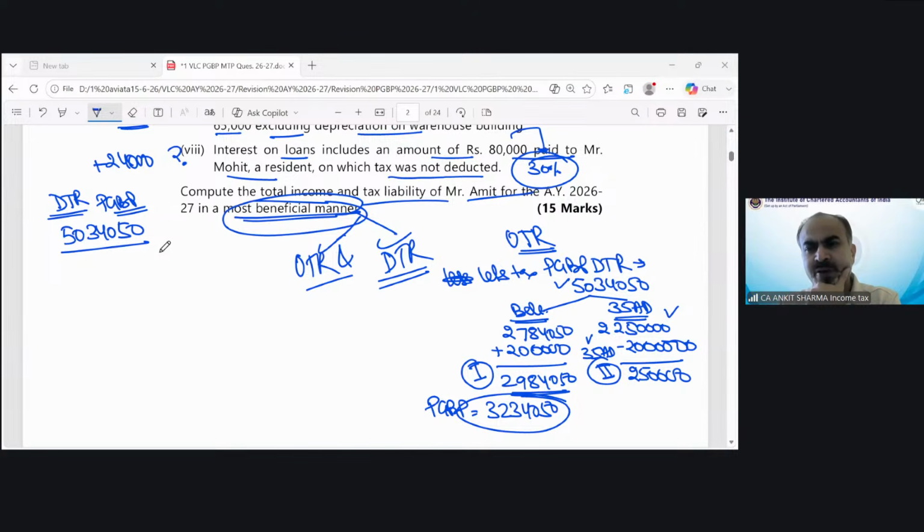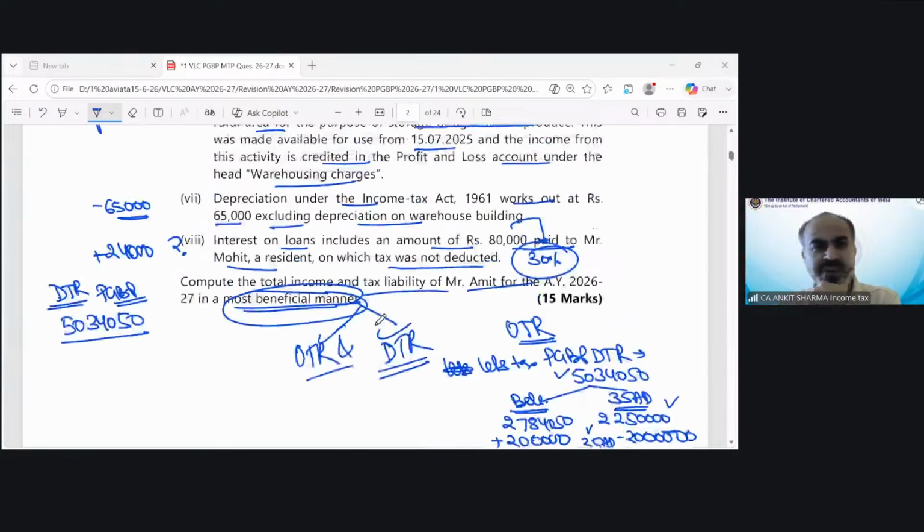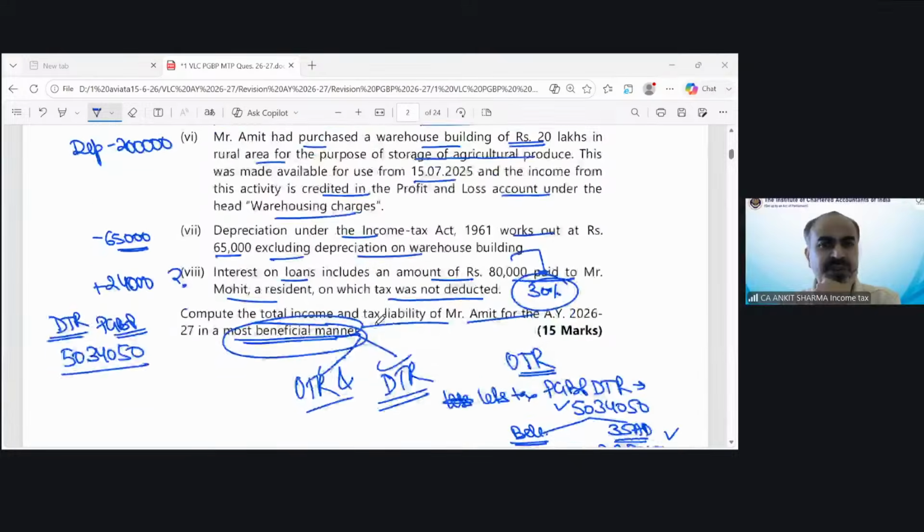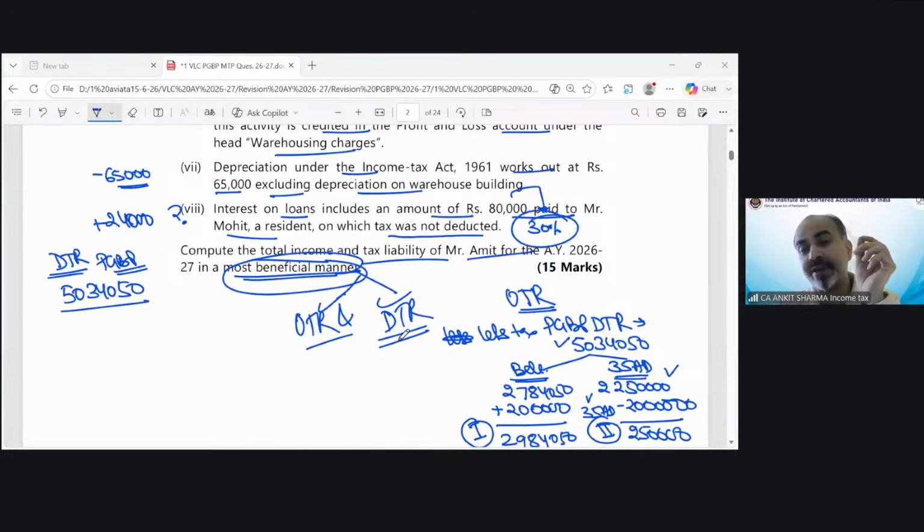Mehak is saying, can you please explain once point number 6? What was point number 6? Point number 6 is related to section 35AD, Mehak. So this is a warehouse business and it says 20 lakh rupees was the building cost, the warehouse cost. And we have received 22 lakh 50,000 as warehouse charges.